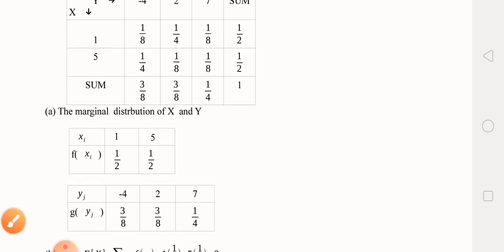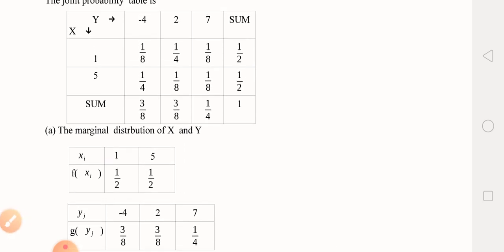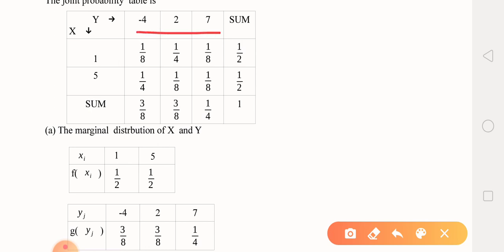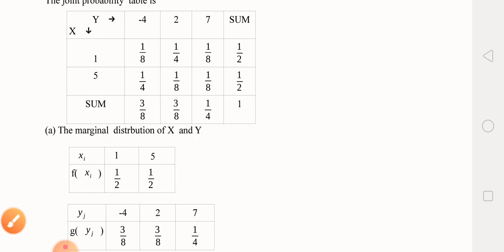Now we have to consider the marginal distribution of y. Here we have three values for y. Take them as yj's, and the three sums here, take them as g of yj. So if you write y values and the sum of the column probabilities, that will give the marginal distribution of y.